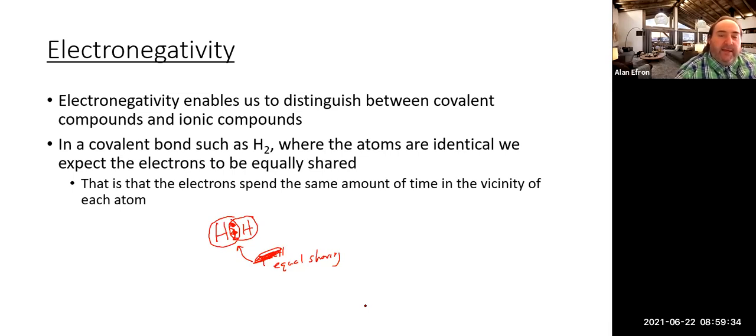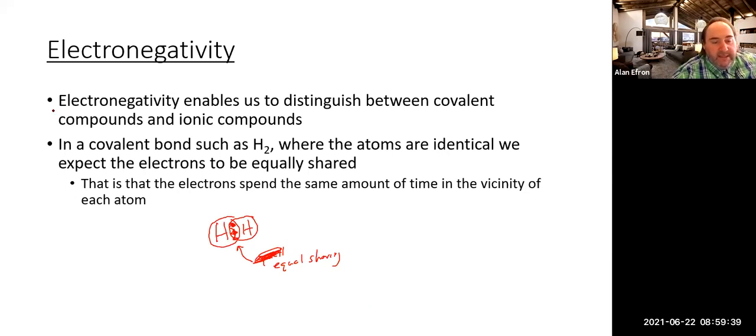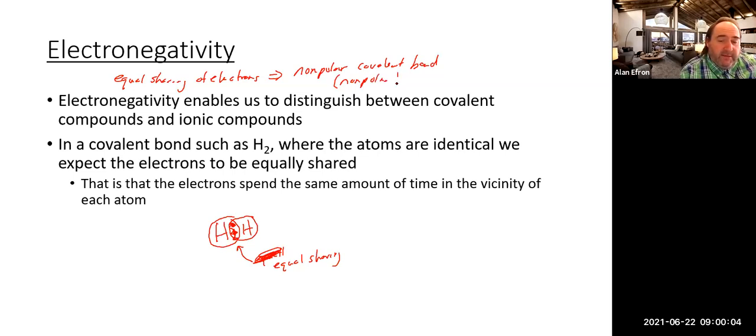And when we do get that sort of equal sharing of electrons, that is what is referred to as a nonpolar covalent bond. So when we have equal sharing of electrons, that is what is referred to as a nonpolar covalent bond. Most people just straight up call it a nonpolar bond. It's implied to be covalent, but it is a nonpolar covalent bond.